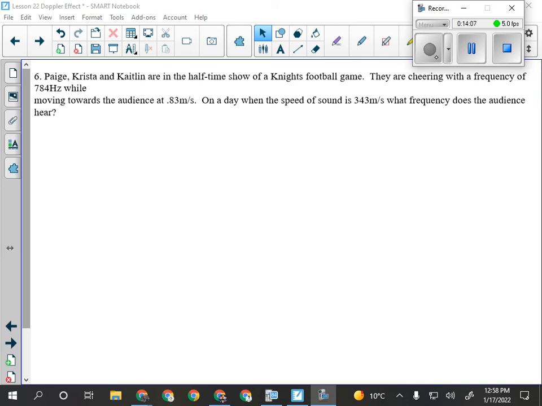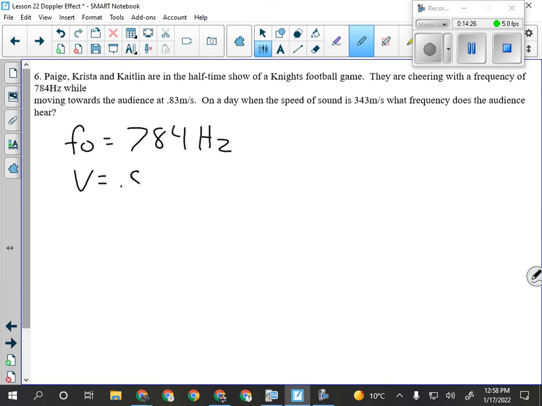All right, so we've got these people who are in the halftime show of a football game. Okay, they are cheering with a frequency of 784 hertz. So that would be our FO. Okay, they are moving towards the audience at a speed of 0.83 meters per second on a day when the speed of sound is 343 meters per second. What frequency does the audience hear?